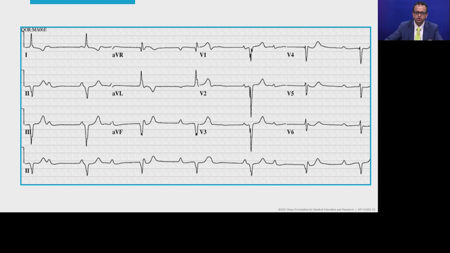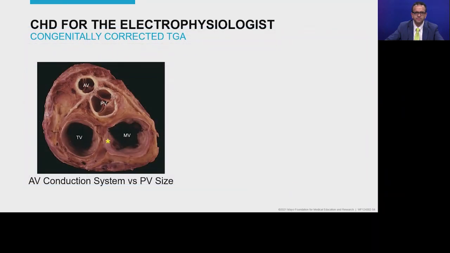Now, why is it important to identify this defect? Patients with congenitally corrected transposition of great arteries are at a risk for high degree and complete heart block. And they can present with syncope, they can present with multiple arrhythmias.